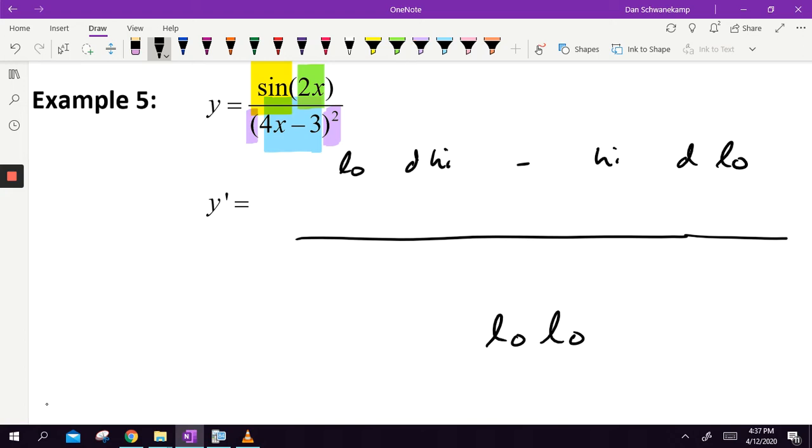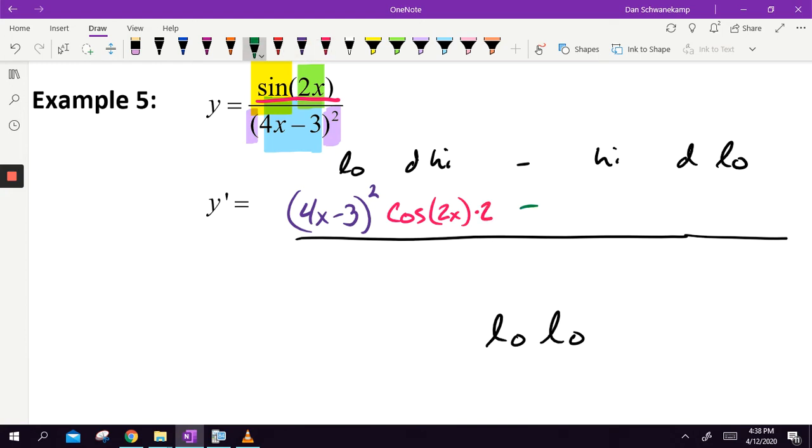Let's do it. Low. Write it down. So that's this guy. D high, the derivative of the top. So I'm going to need chain rule here. Derivative of sine is cosine. Rewrite the baby times the derivative of the baby. The derivative of 2x is just 2.